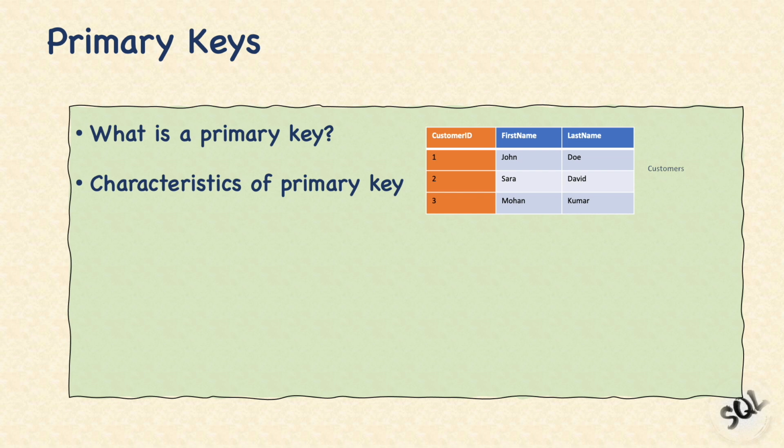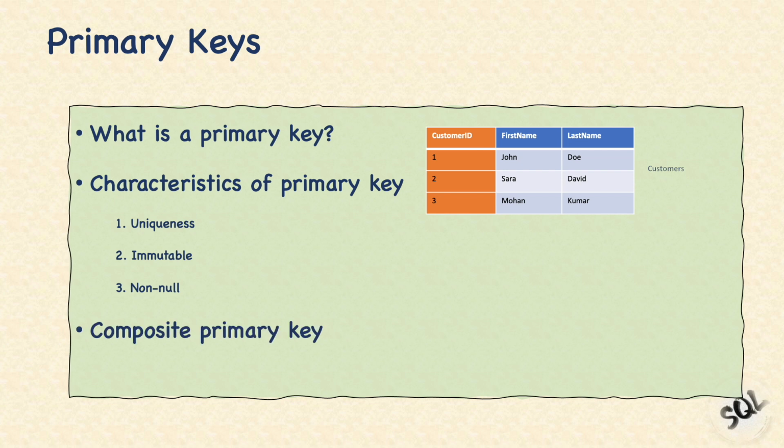We learned what a primary key is. Now we can check the characteristics of a primary key. Each value in the primary key column must be unique across the table. Primary keys are immutable. That is, once a value is assigned for a primary key column, it doesn't change. A primary key column cannot contain a null value.